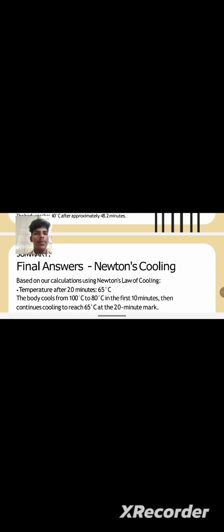Summary. Final answers, Newton's cooling. Based on our calculations using Newton's law of cooling, the temperature after 20 minutes is 65 degrees Celsius. The body cools from 100 degrees to 80 degrees in the first 10 minutes, then continues cooling to reach 65 degrees at the 20-minute mark. Time to reach 40 degrees Celsius is approximately 48.2 minutes. Using our mathematical model with k equals 0.0288, we determined the body will take about 48.2 minutes total to cool from 100 degrees Celsius to 40 degrees Celsius in the 20 degrees Celsius ambient environment.